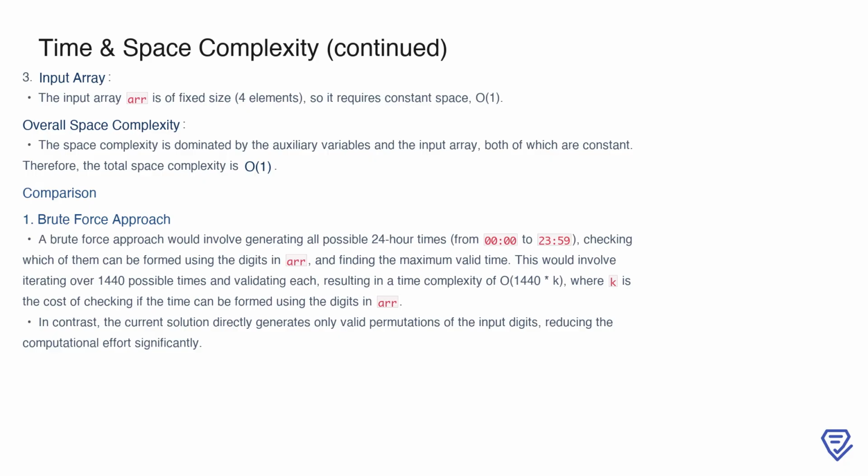To put this in perspective, let's compare our solution to a brute force approach. A brute force method would involve generating all possible 24-hour times, from 00:00 to 23:59, and checking which of these can be formed using the digits in the input array. Since there are 1440 possible times in a day, this approach would require iterating over all 1440 times and validating each one. This results in a time complexity of O(1440 * k), where k is the cost of checking whether the time can be formed using the given digits. Our solution, however, avoids this inefficiency by directly generating only valid permutations of the input digits.